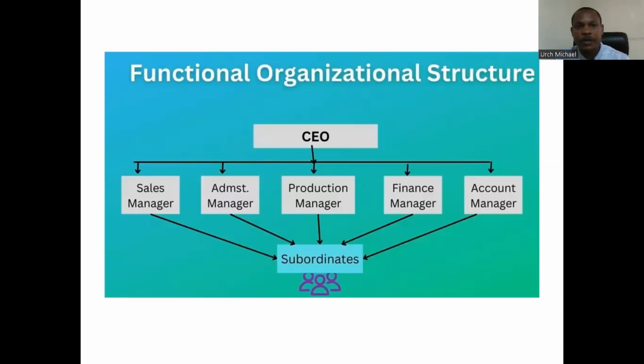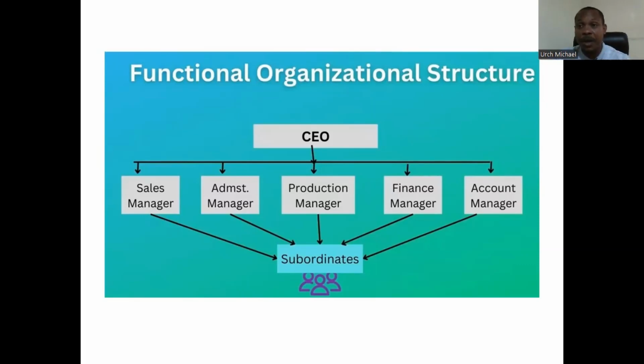okay, this functional organization has different managers. You have the sales manager for the sales department, administrative manager for the admin department, production manager, finance manager, accounts manager. Then under them, they have subordinates working under them. All right, so the flow of information goes horizontally. If a manager needs anything from any department, he goes to the head of that department. It doesn't go to any staff. It doesn't go to the staff in that department.